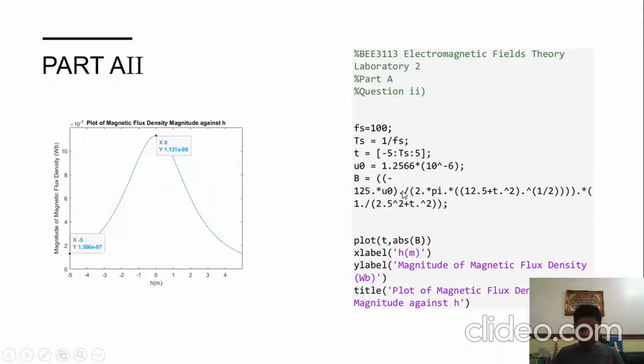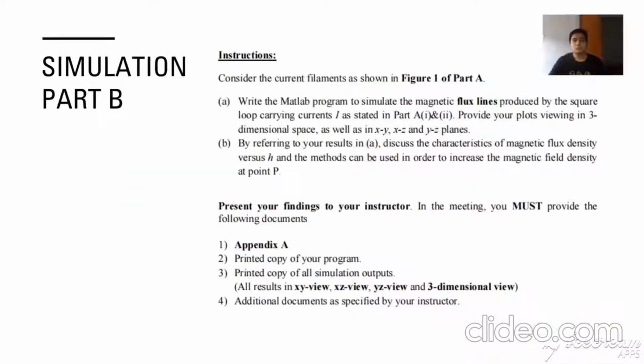From the graph, the X label is H in meters, the Y label is the magnitude of magnetic flux density, and the title of the graph is Plot of Magnetic Flux Density Magnitude against H. From the result that we achieve in the graph, we know that when the value of H is 0, we will get the highest magnitude of magnetic flux density. That's all from me. Thank you.